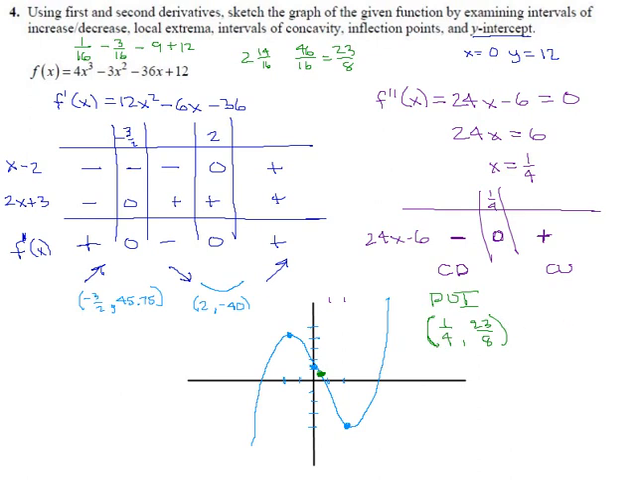So, intervals of increase, decrease, we got them off our sign table. Local extrema, got them. Intervals of concavity, we can see them from the sign table. Inflection point, just one, we found it. And y-intercept, we got it.